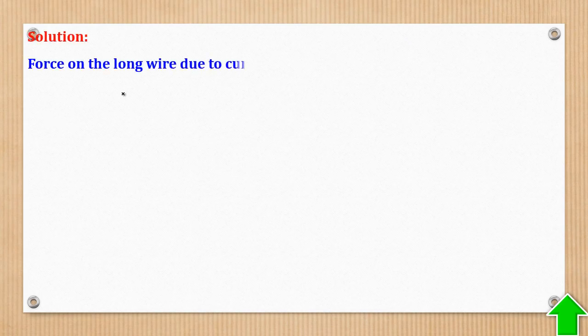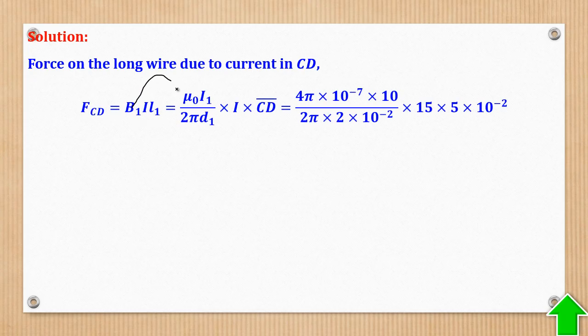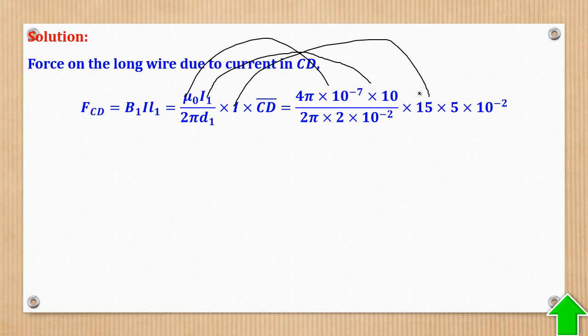So we shall compute that force on the long wire due to current in CD. It will be B I L1, where B is the flux density on the long wire due to current in CD, I is the current in the long wire, and L1 is the distance between C and D. So substitute the constant, current through CD is this, current in the long wire is 15, CD is this converted to meters, 2 pi, and D1 is this.